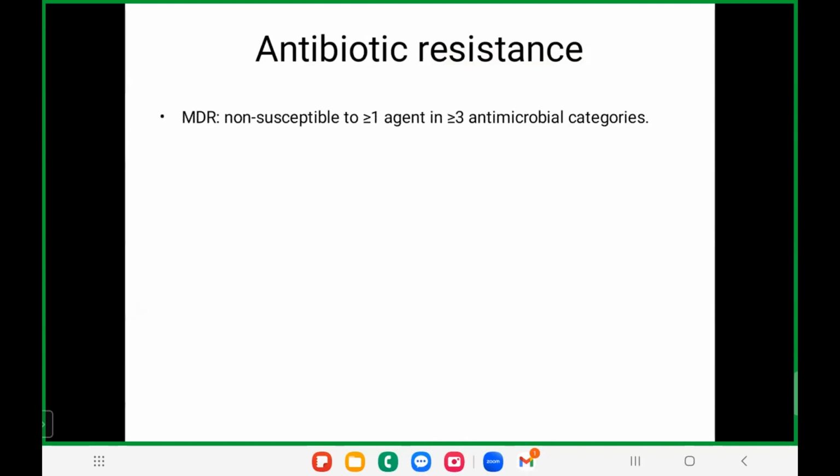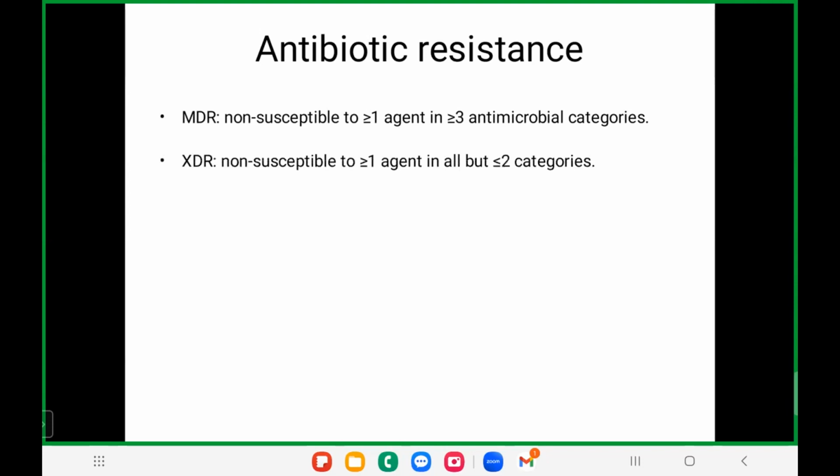In antibiotic resistance, we have three degrees of resistance. One is multi-drug resistance. In this, the bacteria will be non-susceptible to at least one agent in three or more antimicrobial categories. So for example, if you have the penicillin group, aminoglycosides, and quinolones, and in these three groups it is resistant to at least one drug, say piperacillin is resistant, amikacin is resistant, and levofloxacin is resistant, that is enough to say it is an MDR bug.